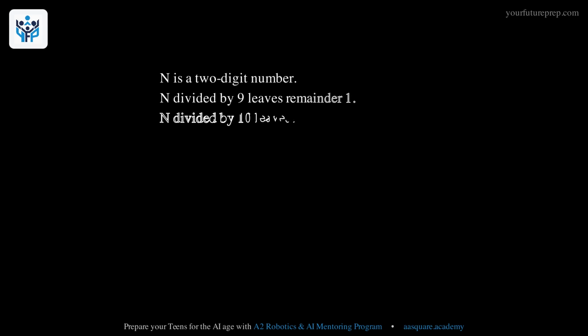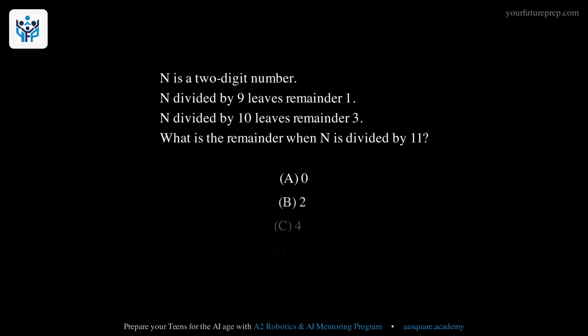The number n is a two-digit number. When n is divided by 9, the remainder is 1. When n is divided by 10, the remainder is 3. What is the remainder when n is divided by 11?